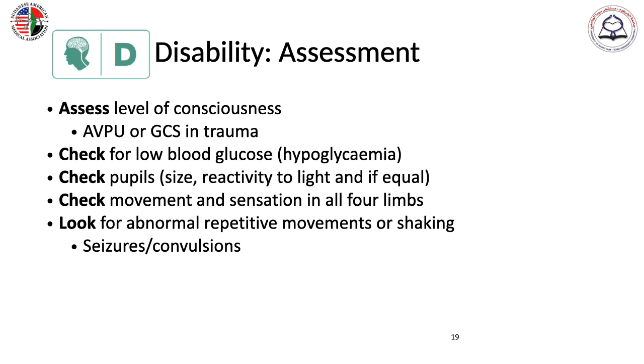And always remember hypoglycemia, it can lead to impaired consciousness, and look at the pupil, their size, their reactivity to light, and also check the movement in the limbs if it is symmetrical, and look for sensation. Patient might have stroke, or trauma patient might have hemiplegia, or so on. And look for abnormal movement, convulsive movement. It could be seizure.